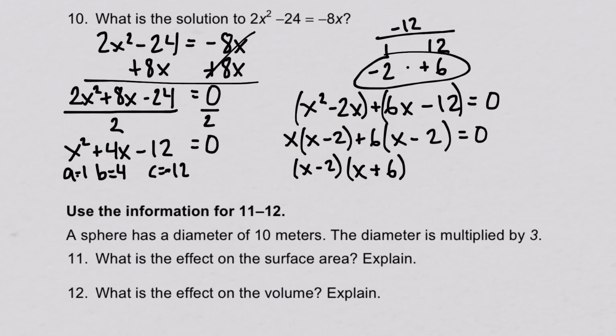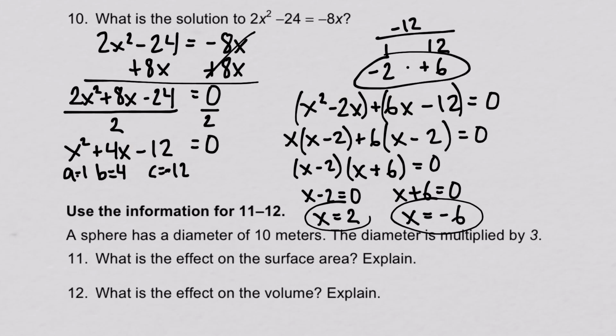That equals 0, and then I set each one equal to 0. x minus 2 equals 0. x plus 6 equals 0, and solve. This one gives me x equals 2, and this one gives me x equals negative 6. And those are my solutions.